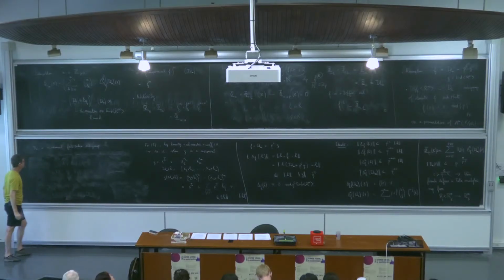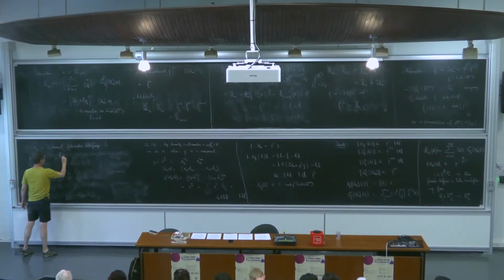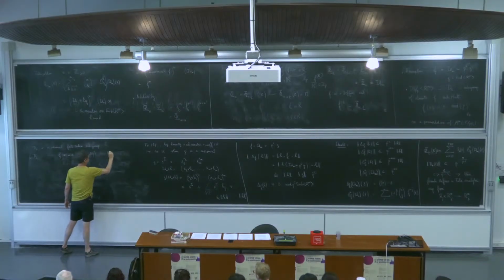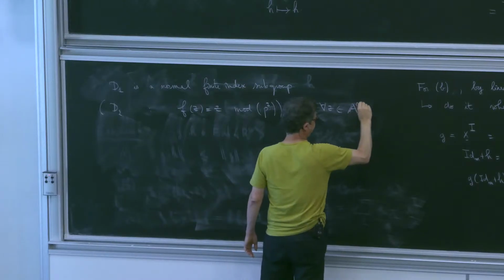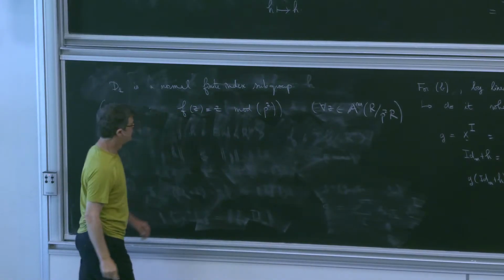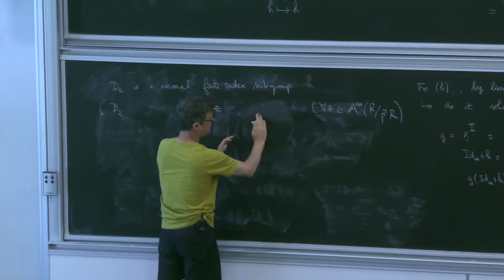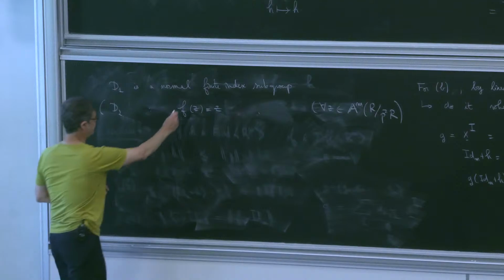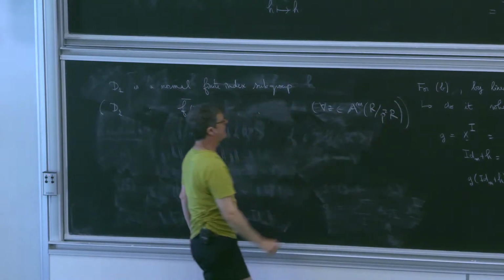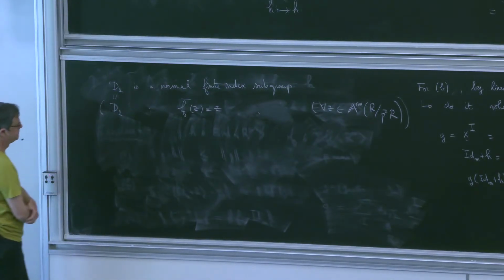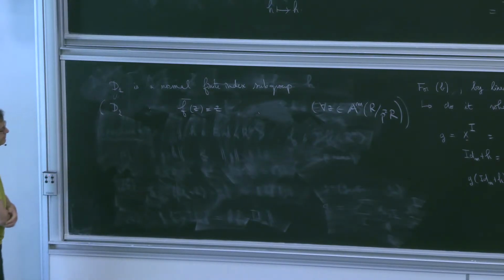Right? The same is true for D2, where D2 is F of Z is Z modulo P squared for every Z. And D2 is in D1. But let me study D1 first.